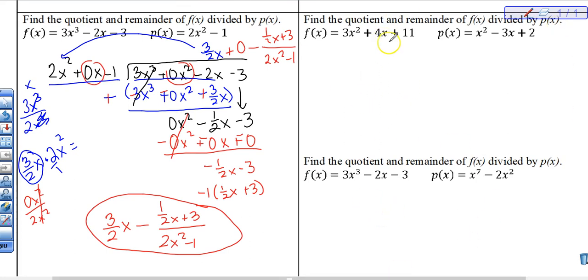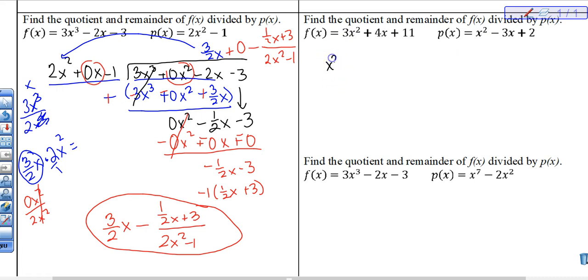The last one goes really fast. Okay. So find the quotient and remainder of f of x divided by p of x. First thing I ask myself is, do I have to fill in any missing exponents? 2, 1, none. Okay. And we're doing an x squared divided by x squared, which means my answer is going to be a degree of 0. X squared divided by x squared is 1. No x left. 3 terms into 3 terms. We only have to divide one time.